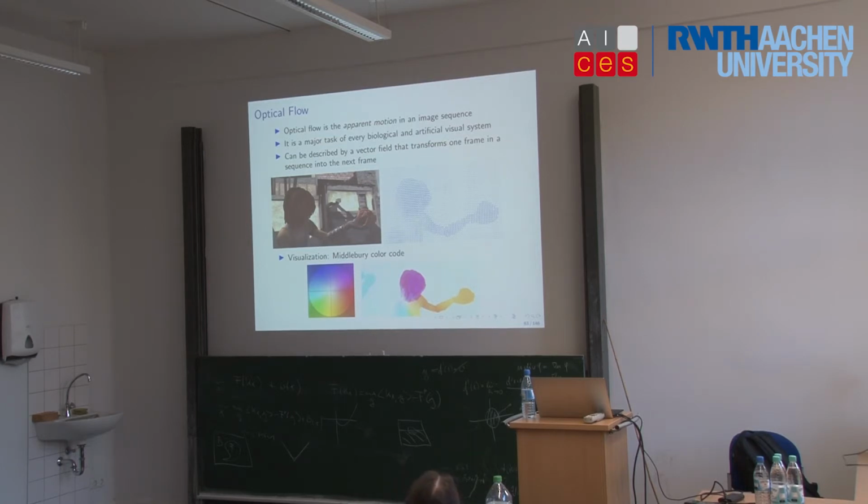And in order to visualize these arrows in the community, certain color codes are used. For example, Middlebury, a university that has established a benchmark to test optical flow algorithms, uses this color coding here. So you see, for example, moving down like this arm here gives you this color here, and the head is moving a little bit up, gives you this color here, and so on. So each arrow is assigned to a certain color value.